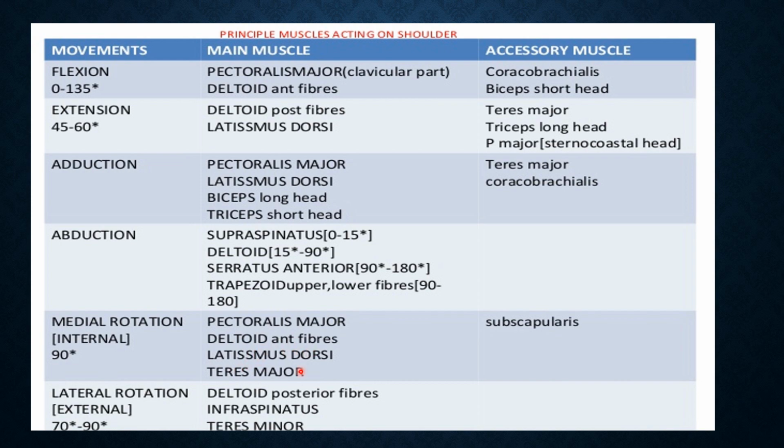And then there are some accessory muscles also. So please take a screenshot of this table and remember it, because it is very important from your exam point of view. And if you can write the nerve supply of the following muscles along with the name of the muscles in this table, it will enhance your answer, right?